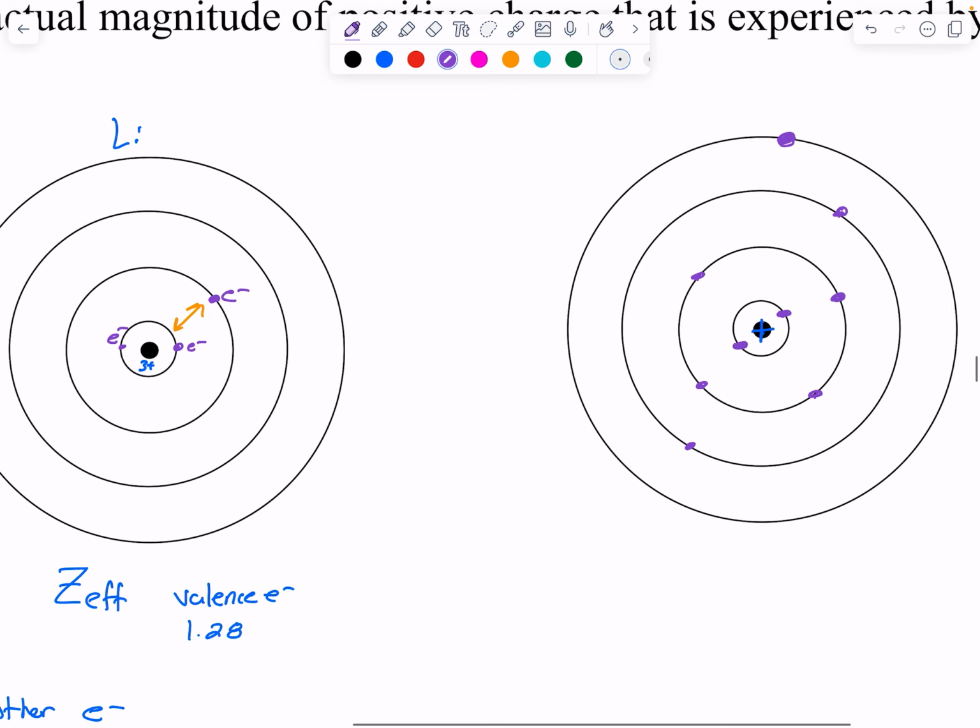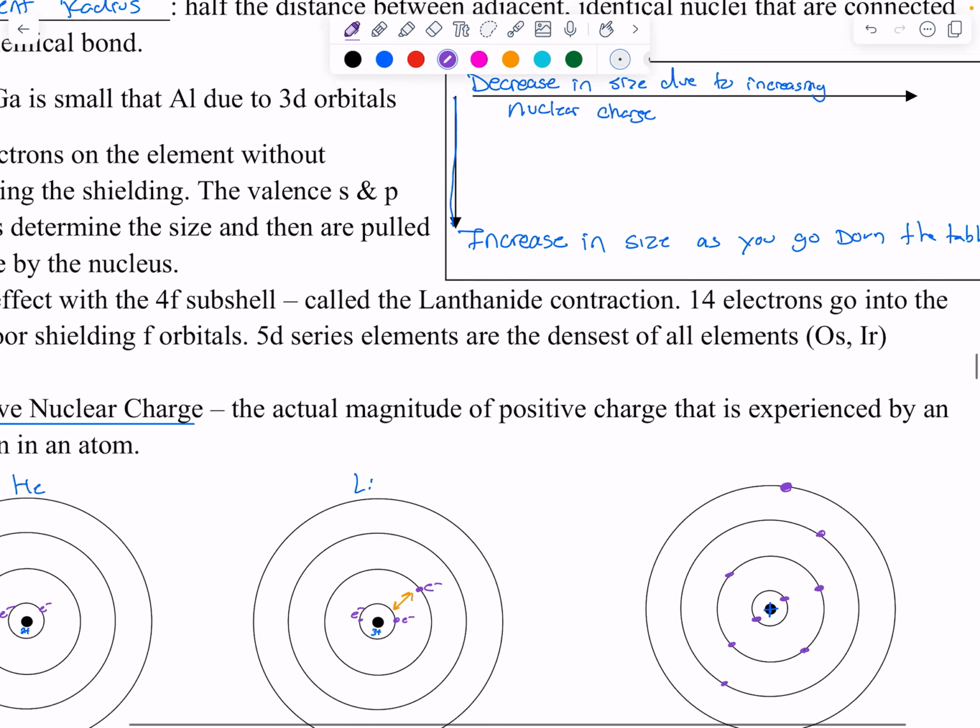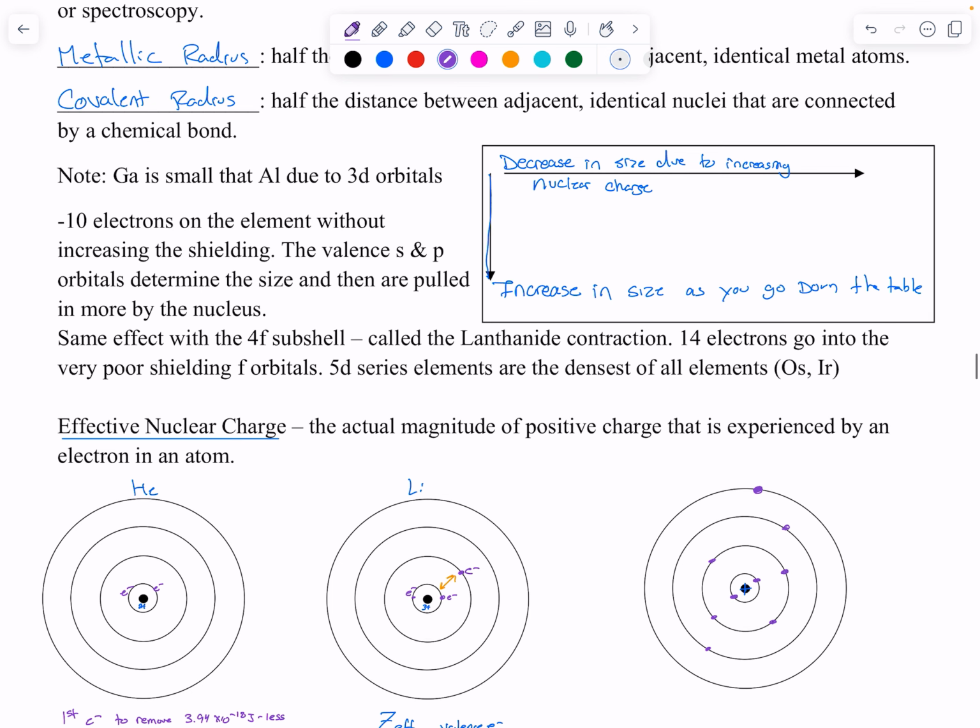Now, what we have up here is talking about gallium being smaller than aluminum due to the 3d orbitals. All right. So 10 electrons on the element without increasing the shielding. These are some contractions, and there's like the lanthanide contractions. Just so that you know, the trend has some variances. I'm not going to test you on what the lanthanide contraction is. That's not a Chem 1 major concern. But it's real, and I want to explain that to you.